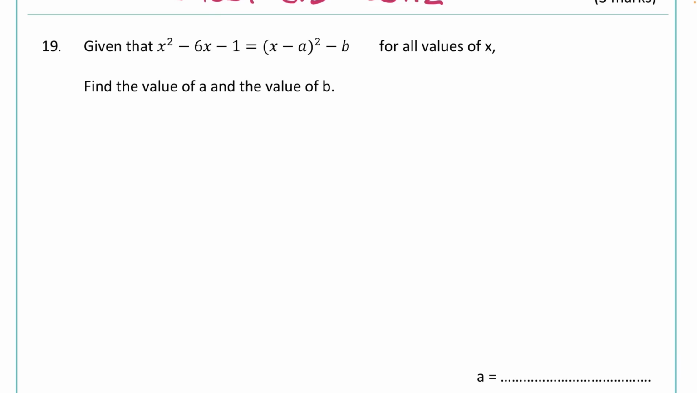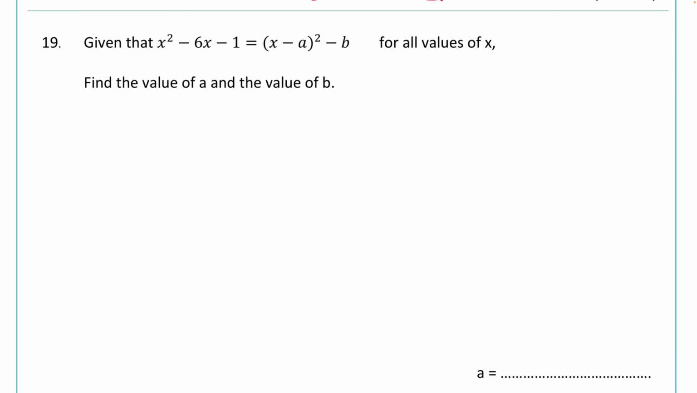Okay, so our next question is looking at completing the square. It says, given that x squared minus 6x minus 1 equals, and then we have the completed square form, for all values of x, find the value of a and the value of b. Now, completing the square is a nice topic.